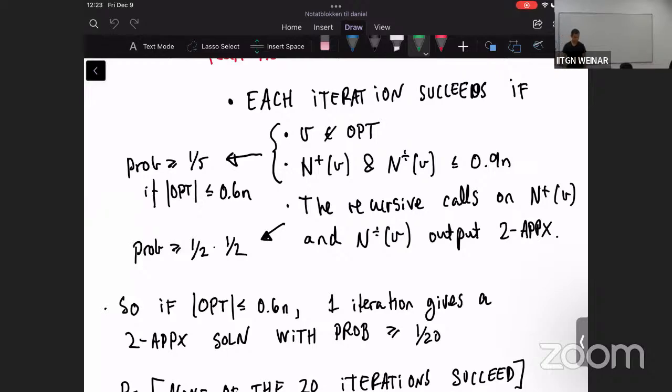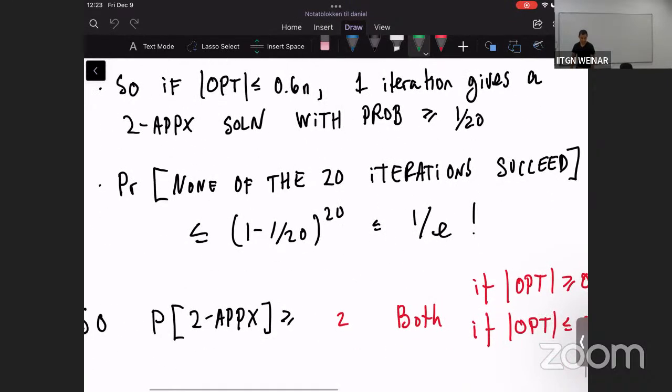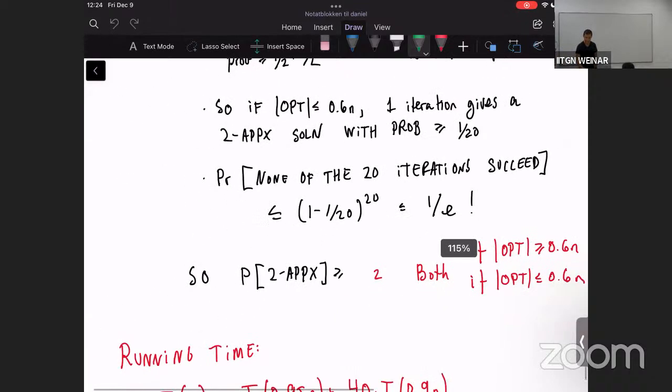So now, what is the probability that none of the 20 iterations give me a factor 2 approximation? Well, it's (1 minus 1/20) to the 20, which is at most 1/e. And 1/e is, of course, at most 1/2. So we succeed with probability at least 1/2, and we're done with the induction. So we've now shown that this algorithm runs in polynomial time, and for every recursive call, it outputs a 2 approximation with probability at least 1/2.